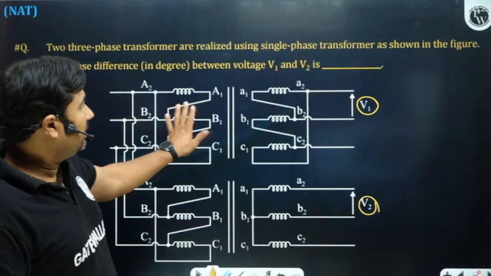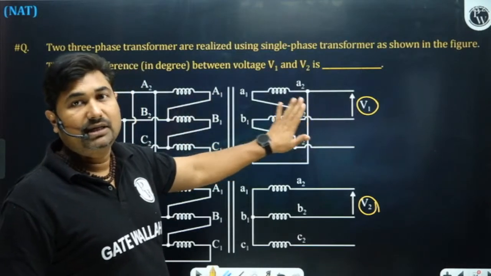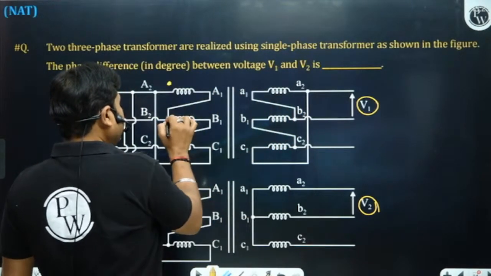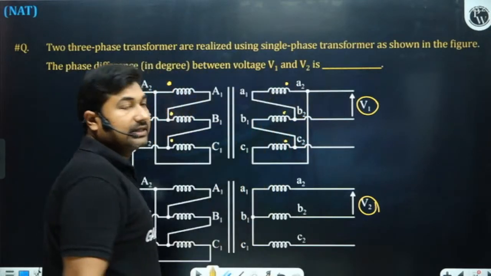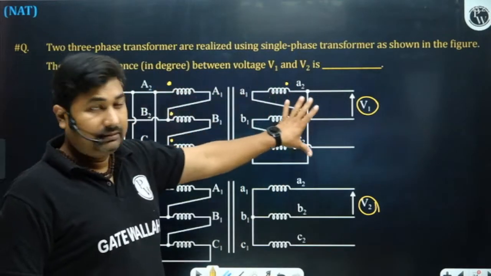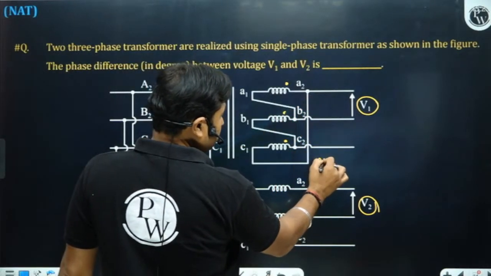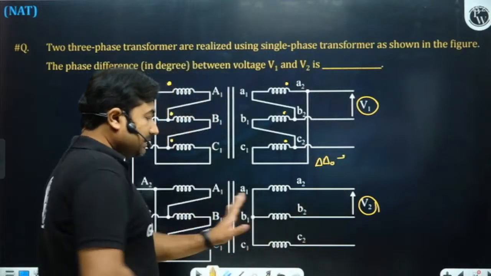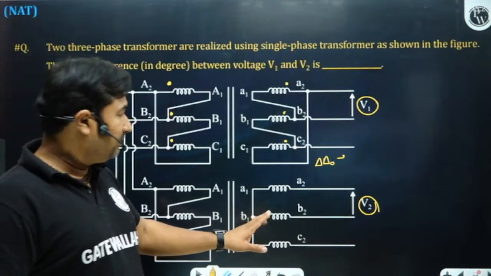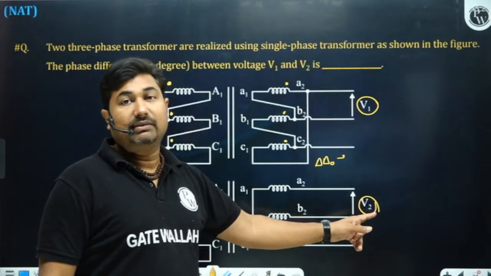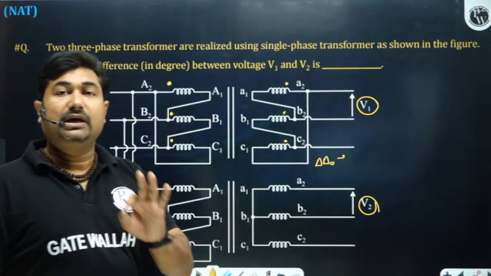So delta delta may be 0 degree, or maybe it is 180 degree. If you observe properly, then you can easily identify that this is a case of delta delta 0 connection. The other can be a delta star 1 or delta star 11. In both the cases, the angle of V2 will be at an angle 30, and here at an angle 0. So the angle difference between these two is going to be 30 degree.